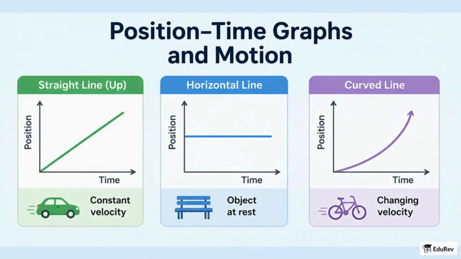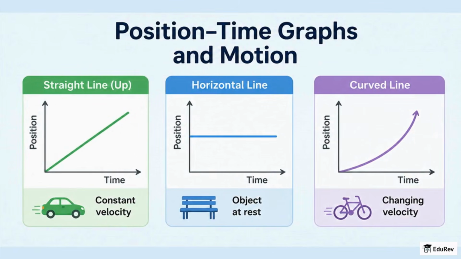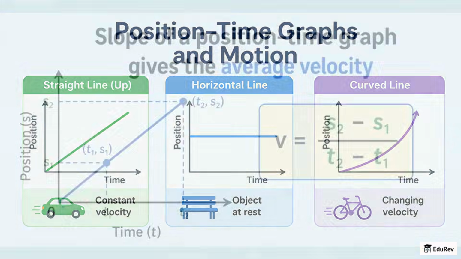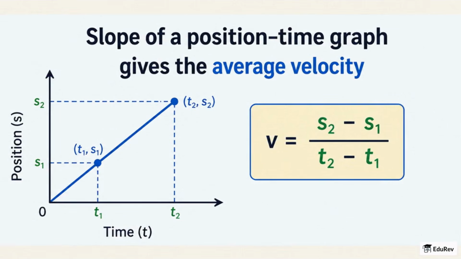A straight line sloping up on a position-time graph means constant velocity. A flat horizontal line means the object is at rest, and a curve means changing velocity. The slope of a position-time graph gives the average velocity. v = (s2 − s1) / (t2 − t1).